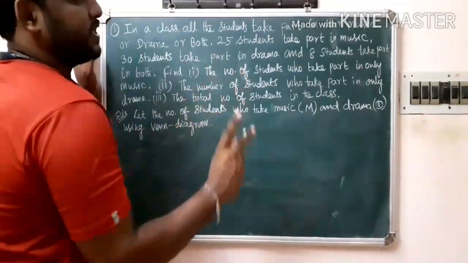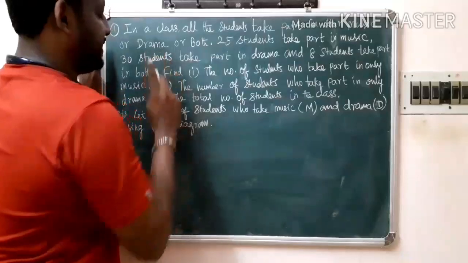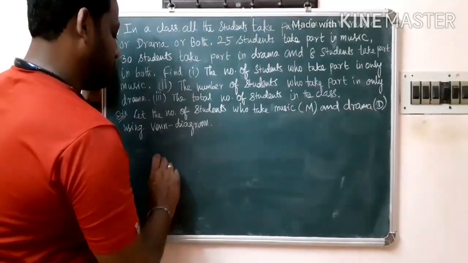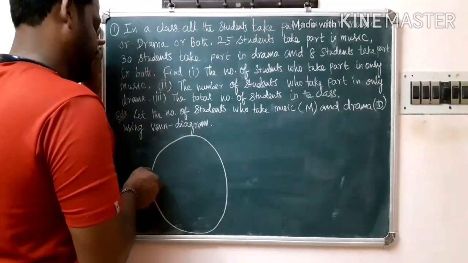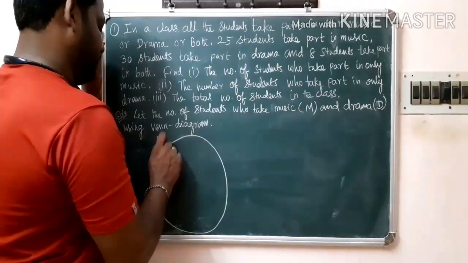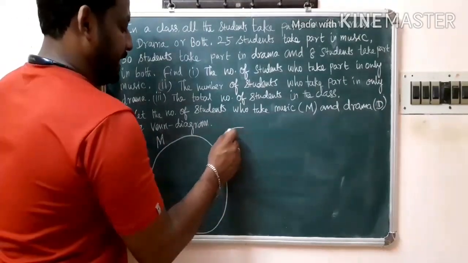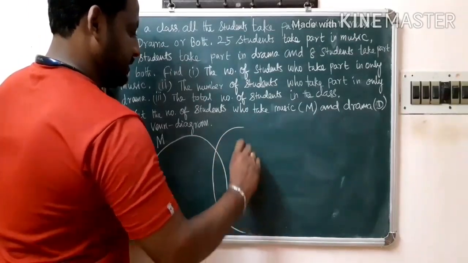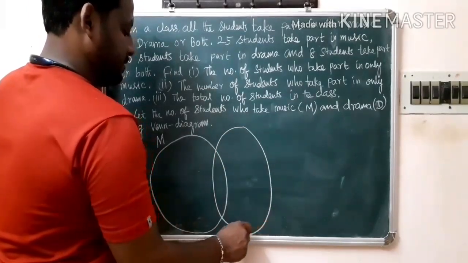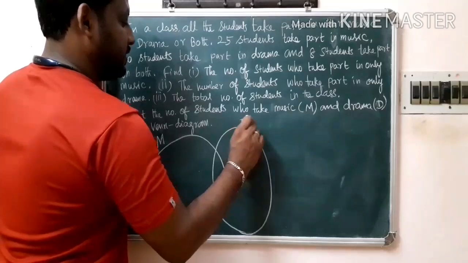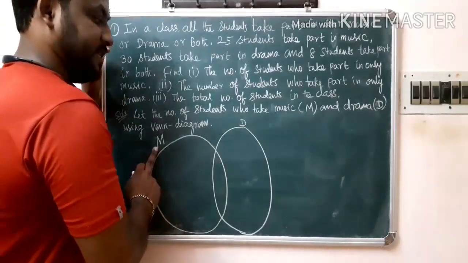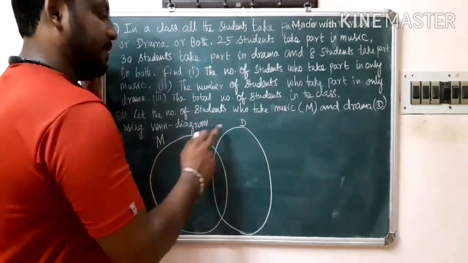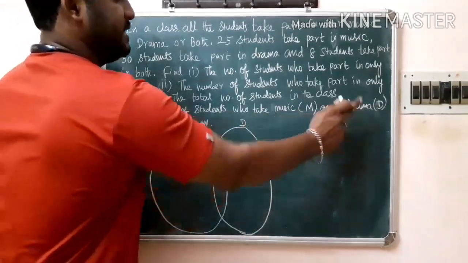Here two sets are there. One is music, another one is drama. So we have to draw the two sets. One is music, capital M. Another one is drama, denoted as capital D. Here we have to mention M and D as music and drama.